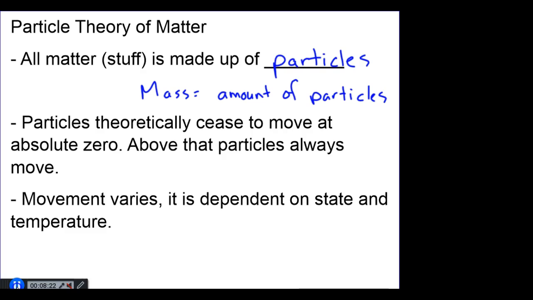The movement of particles varies. As long as it's above minus 273.15 degrees Celsius, that particle's moving. It might not move very much. It depends on its state, but it also depends on its temperature.